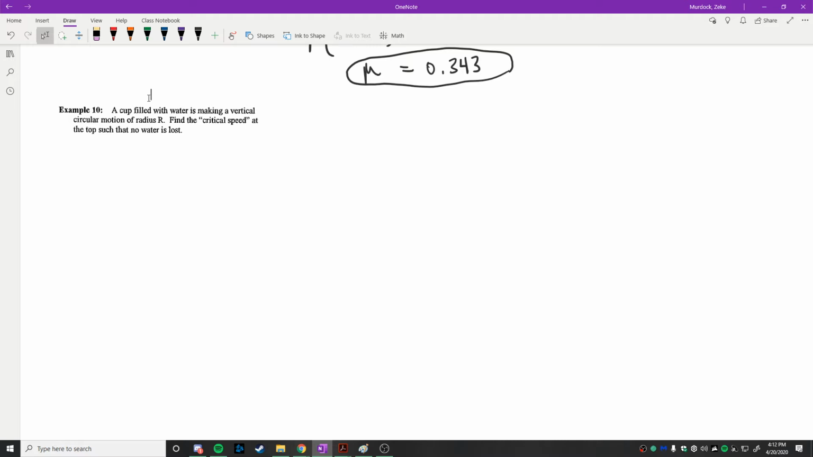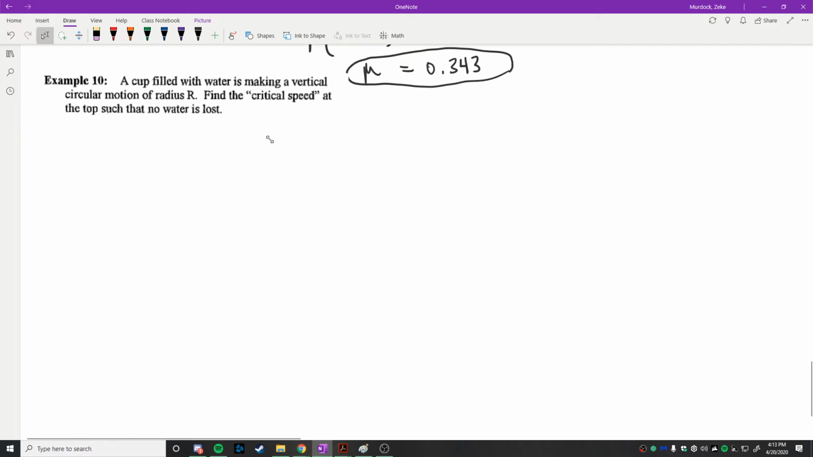This problem that we're going to be doing here is a very simple problem that is related to a really important idea with circular motion. Okay, and it's called critical speed.